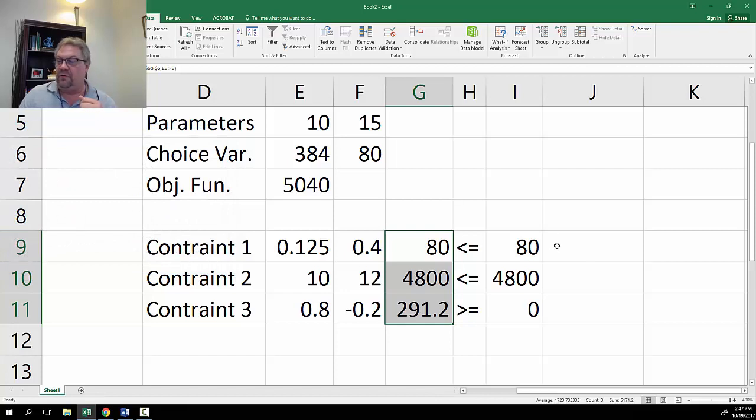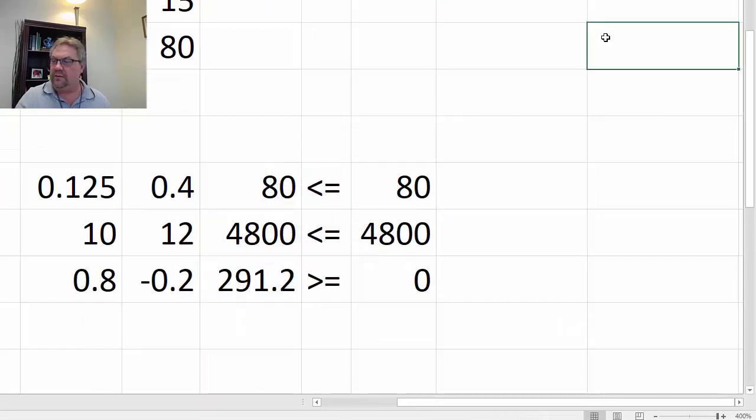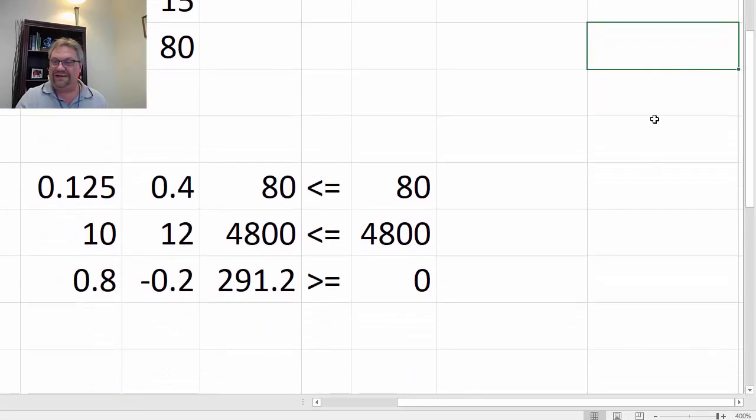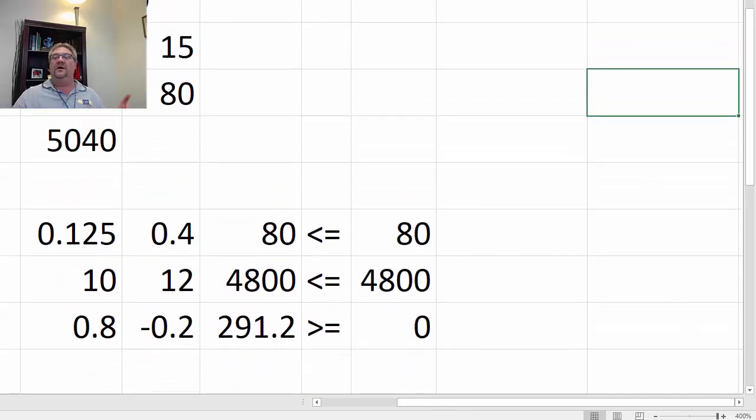In order for this firm to maximize its profit, it should produce 384 standard size rackets and 80 oversized rackets. If it does that, it will make a profit of $5,040, and that is the most it can do given these constraints. So there you go, problem 52. Hang in there. 2 more homework videos to go, and you'll be done for the week.